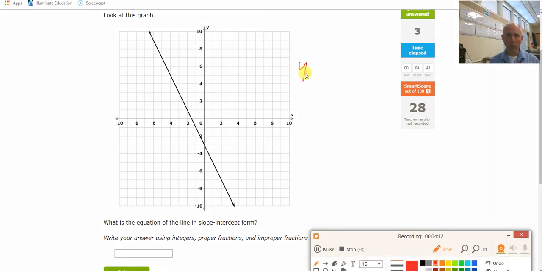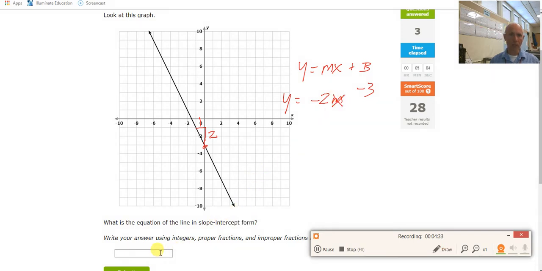Okay, so same thing, y equals mx plus b. There's my b at -3, and my slope is 2 over 1, so 2, but it's a negative. So y equals -2x, excuse me, minus 3. Y equals -2x minus 3.